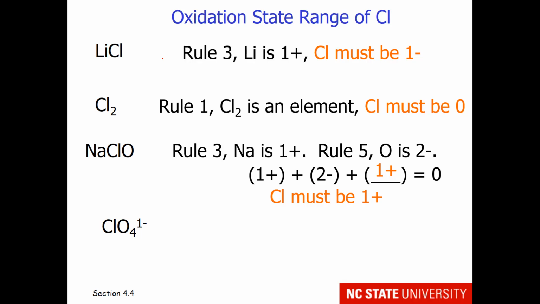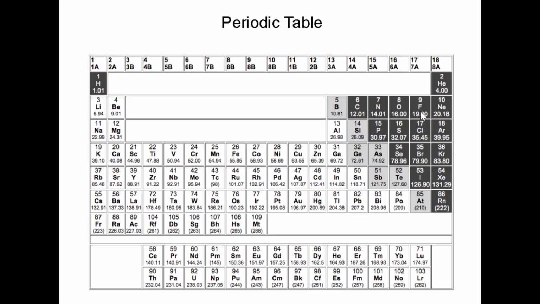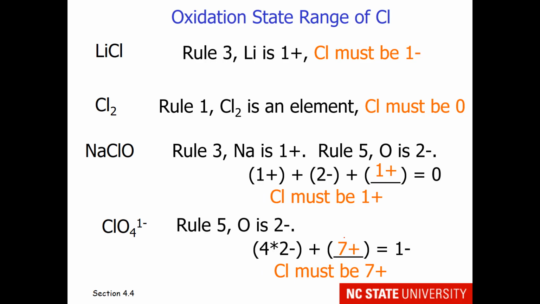This is the perchlorate ion. We know from Rule 5, oxygen is 2-. The oxidation states have to add up to -1, so here chlorine is +7. So if you look at where chlorine is on the periodic table, the oxidation state can range anywhere from +7 to -1. And that is exactly what you see here. Anywhere from +7 to -1 with different values in between.